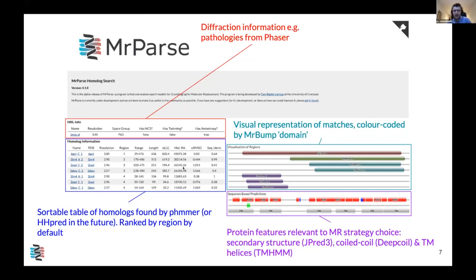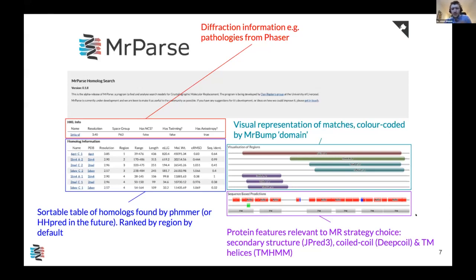And finally, we have a sequence-based prediction. So I've got my secondary structure prediction here, and the coiled-coil prediction. This isn't a coiled-coil protein, so it's null and void really. And then transmembrane features, which are across.